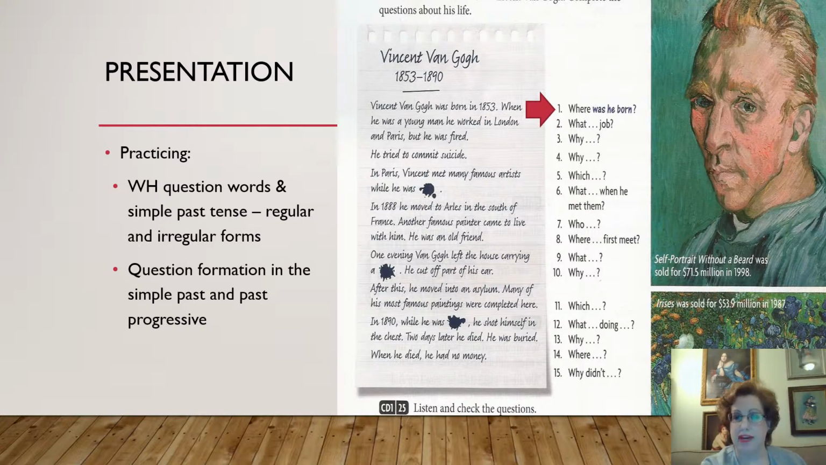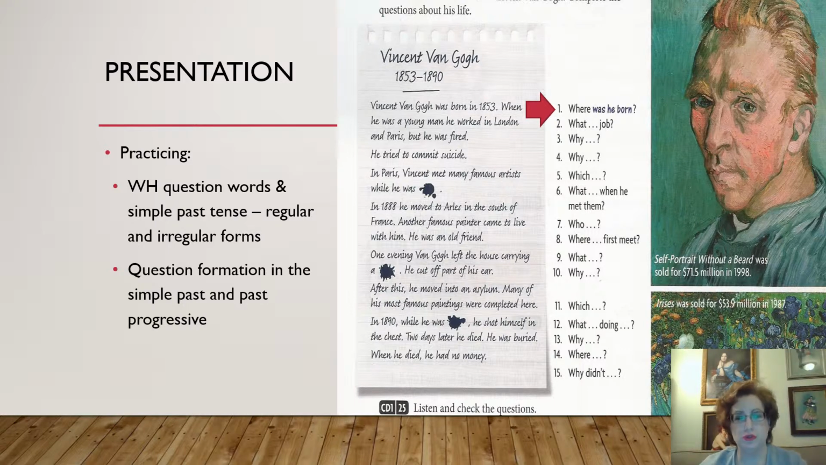As you can imagine, we can now write the questions. Where was he born? Vincent van Gogh was born in 1853. We know when he was born, but we don't know where he was born. So I instruct students to write that down on your paper. Question number 1, where was he born?